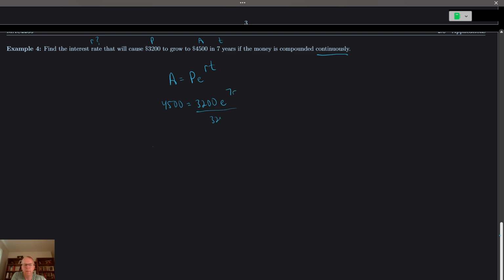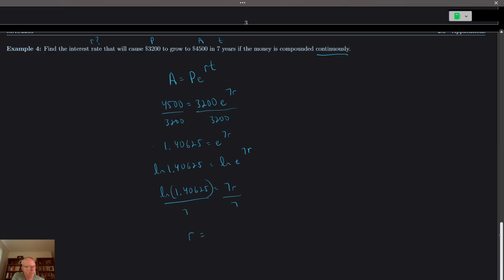So let's divide by 3,200. And so 4,500 divided by 3,200 is 1.40625 equals e to the 7r. Now that's an exact answer. That's 5 digits, but that's an exact answer, so it's okay. ln both sides. Now when you start getting to ln's, leave the ln's. Don't put those in the calculator till the very end. All right, ln of e cancel out, so we get ln of 1.40625 equals 7r, divided by 7. Probably need parentheses around this.